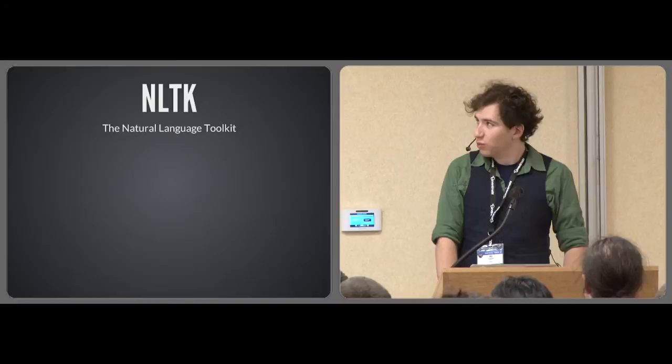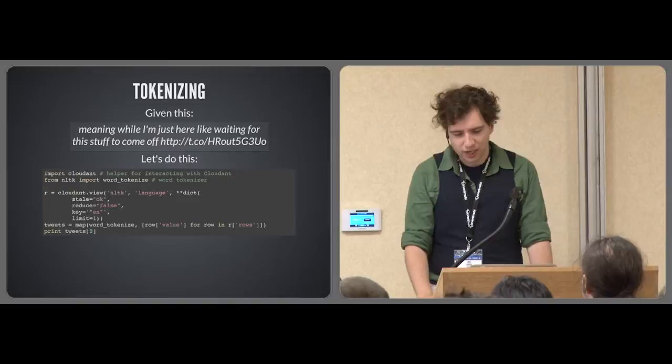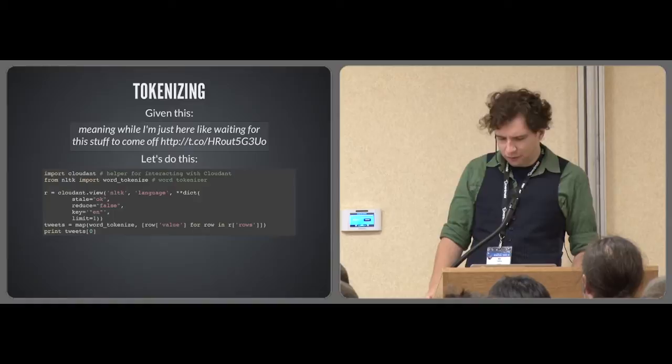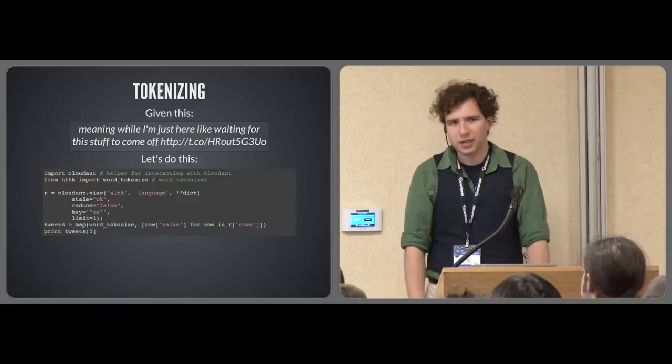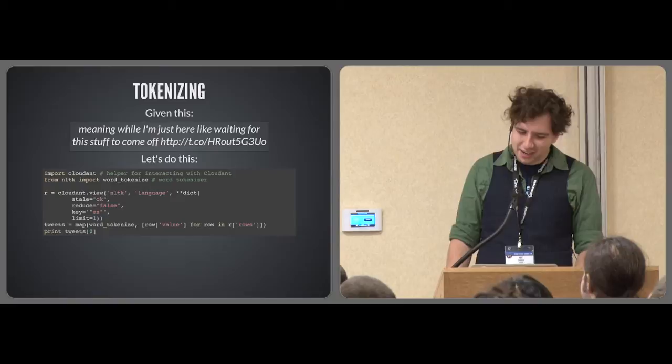But to start off, we're just going to start tokenizing this data, because we've got tweets like, "meanwhile I'm here, just like waiting for this stuff to come off, link." Tweets follow a somewhat non-standard grammatical pattern, if only because, you know what I'm talking about. So then how do we deal with this?